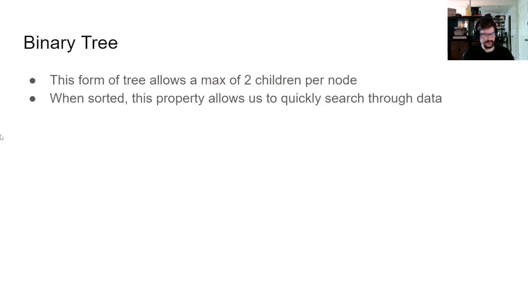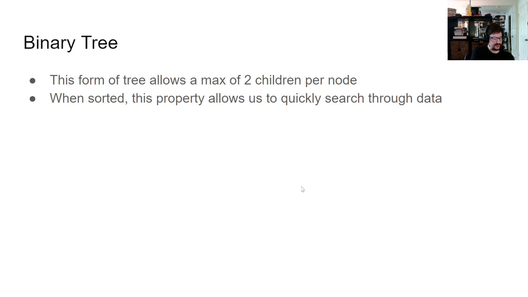So let's see. Binary tree. This is the most common form of tree that I've ever seen anyone run into. This form of tree allows a maximum of 2 children per node. When sorted, this property allows us to quickly search through data. I have a video up on various searching algorithms, which goes over binary search, which if you look at that, you can see a good example of a tree.